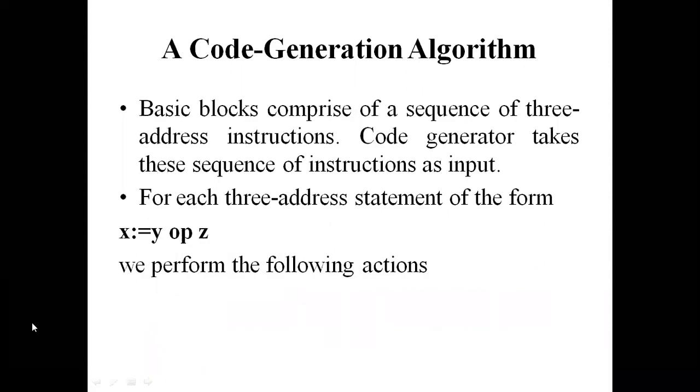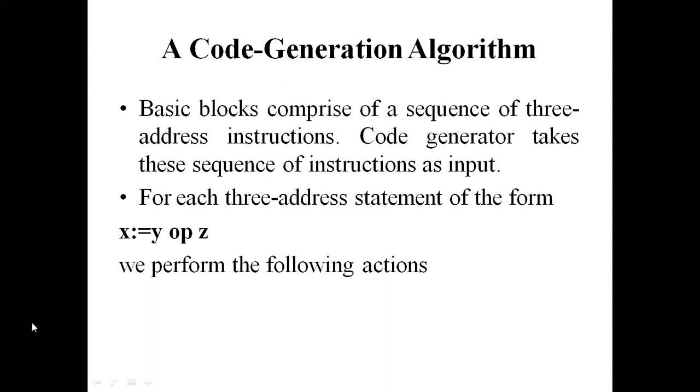And here we know how to represent the basic blocks, right? That means the basic blocks are comprised of a sequence of three address instructions. With these three address instructions, the code generator takes them as input. That means the input for generating the code should be in the form of three address instructions. Whatever the expression may be, first you need to convert or translate the given expression into three address instructions. Then only can you generate the machine code.